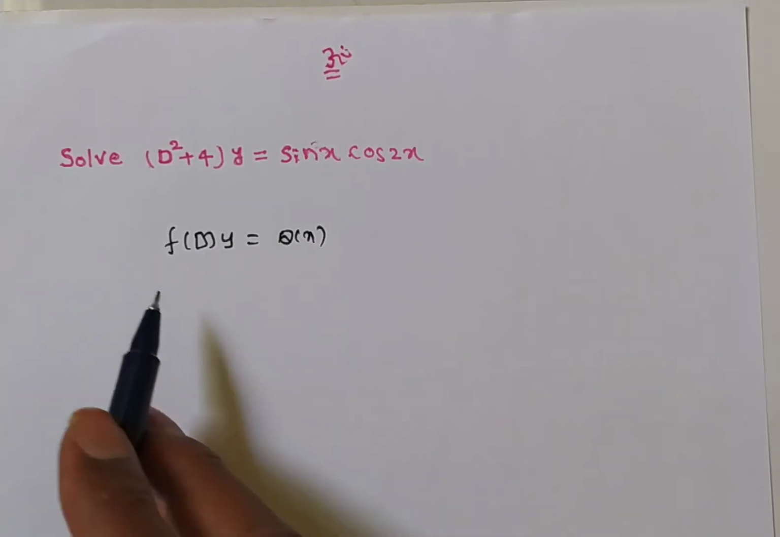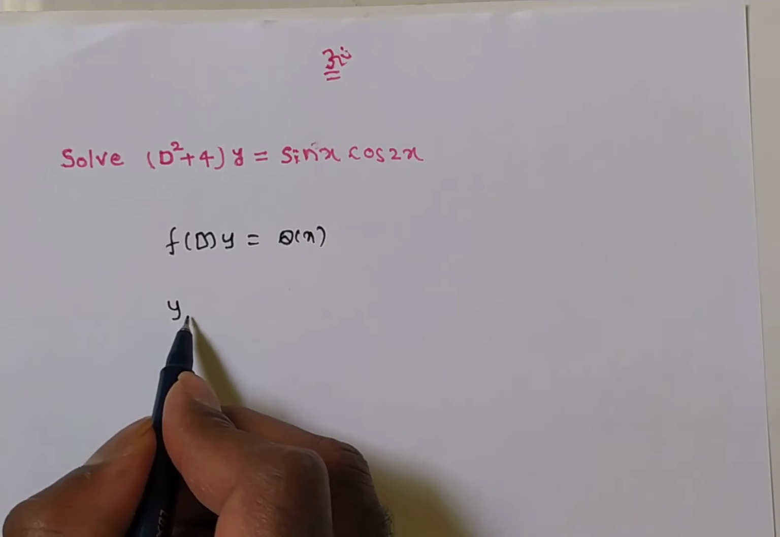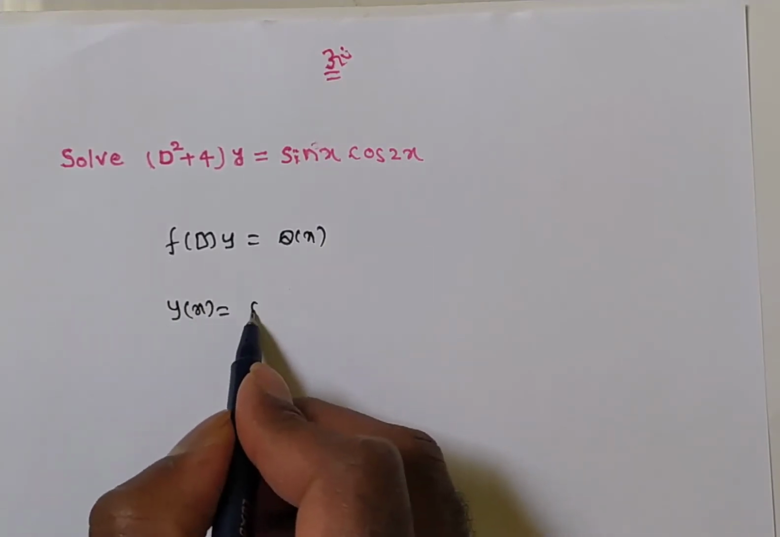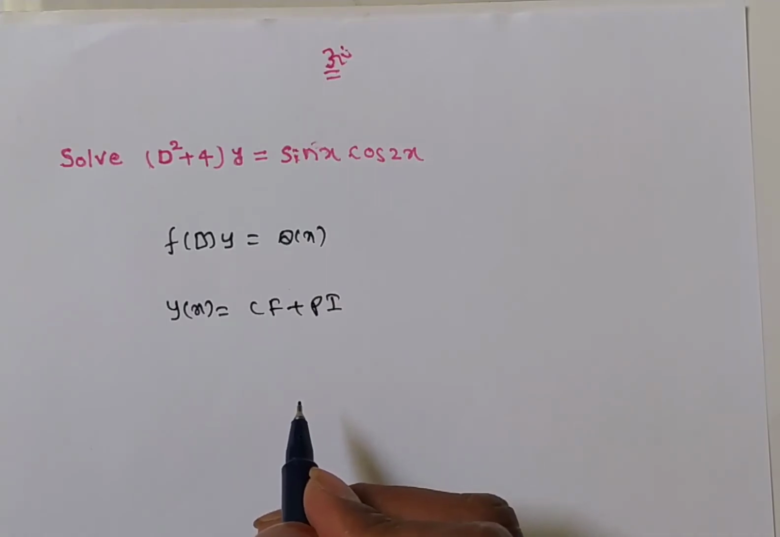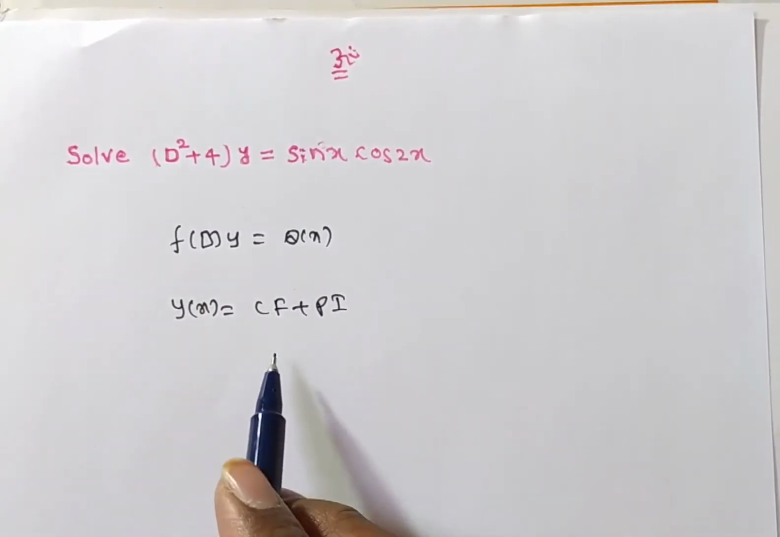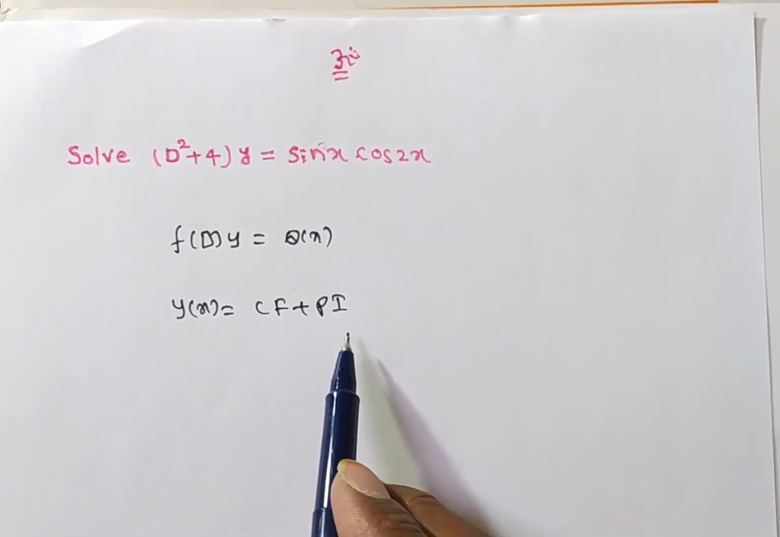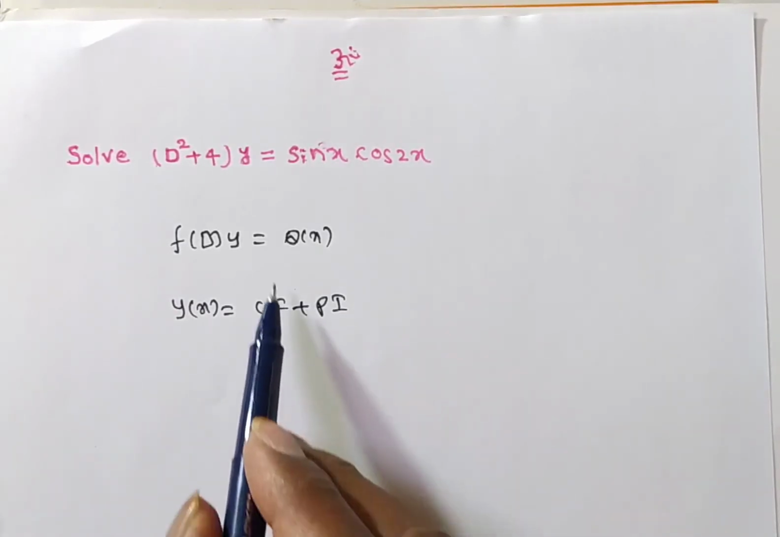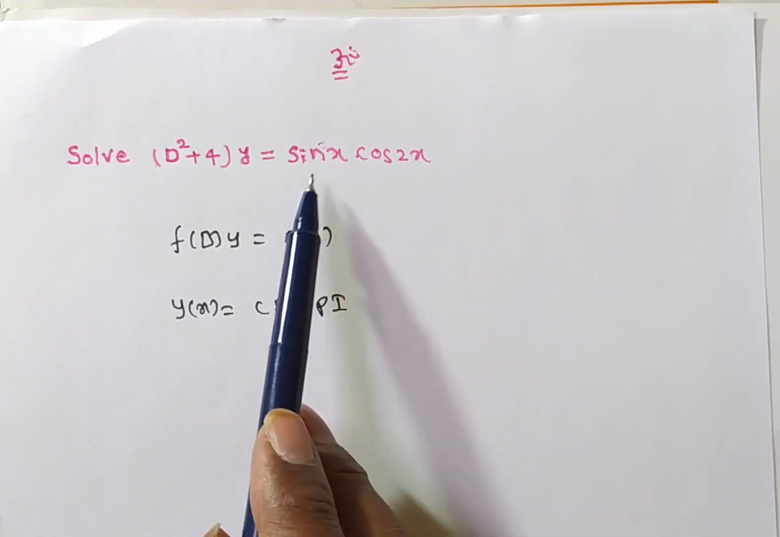The general solution of f(D)y = Q(x) is y(x) = complementary function plus particular integral. So first we have to find the complementary function and then the particular integral. You see friends, the complementary function you can do directly, but in the particular integral case, what we have here is a product of the two functions.